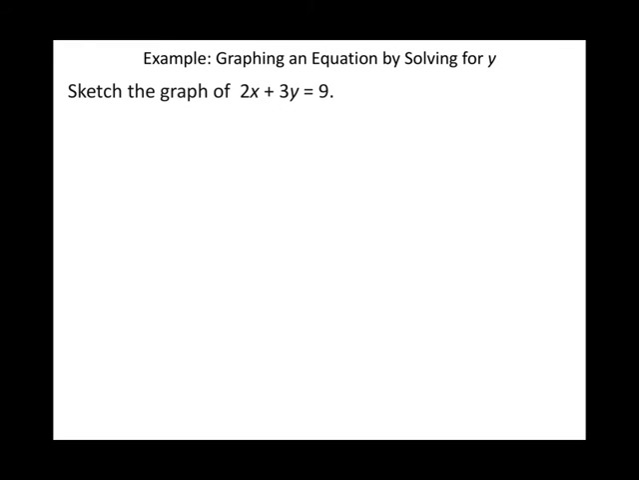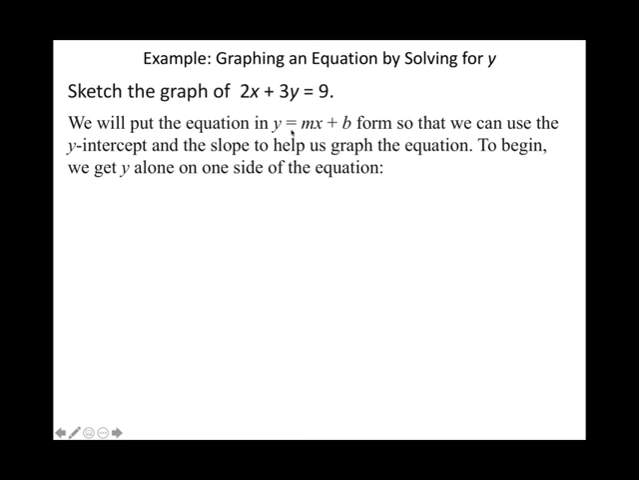Okay, graphing an equation by solving for y. Sketch the graph of 2x plus 3y equal to 9. Remember, this is a linear equation. If we want to graph this linear equation, we learned two methods. The first method, you draw a table, finding points for x and solving for y. And the second method, you rewrite it as y equal to mx plus b. If you know the slope and the y-intercept, you can use the slope-intercept form to graph the linear equation. So now I want to use the second method. I want you guys to rewrite this equation into y equal to mx plus b.